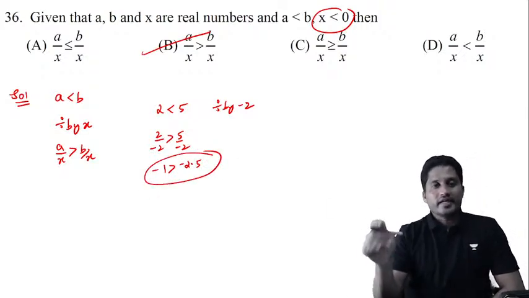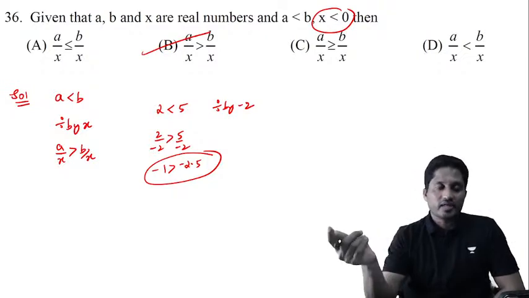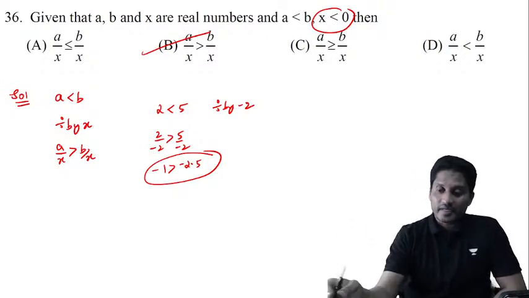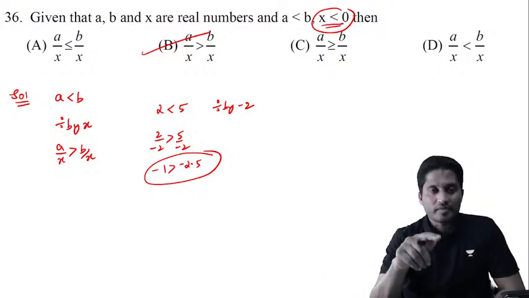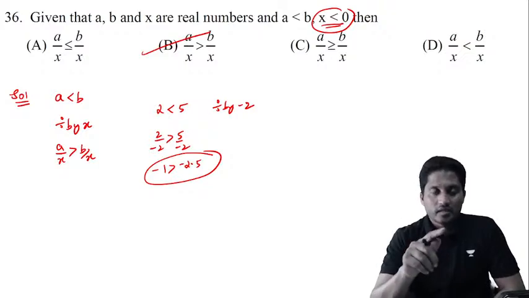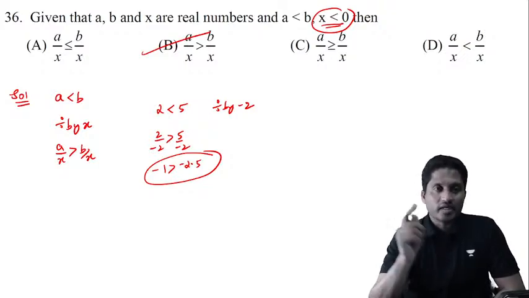Isn't it, guys? So when A is less than B, when you divide by X, the inequality will change, even if you divide by minus X, that is, divide by X when X is negative. When you divide by a negative quantity, the inequality will change. Even if you multiply by a negative quantity, the inequality will change.